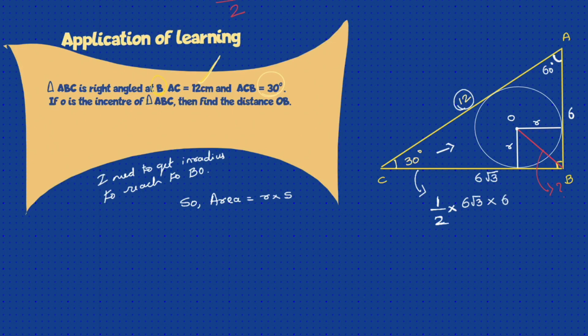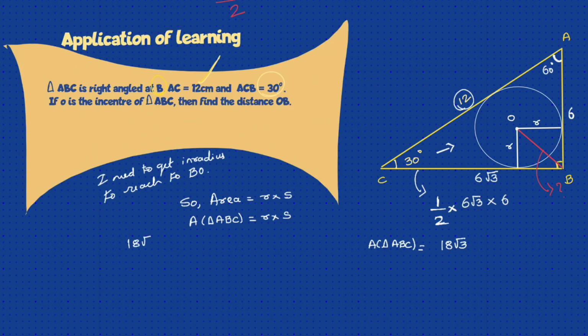But one more formula for area is half into base into height. So base is 6 root 3 into height is nothing but 6. So this comes out to be 36 root 3 divided by 2, which is nothing but 18 root 3. That is now the area of this triangle. Area of triangle ABC is 18 root 3.